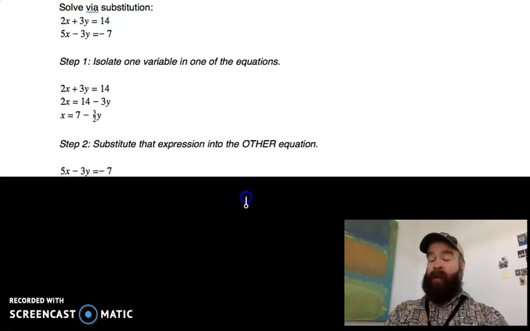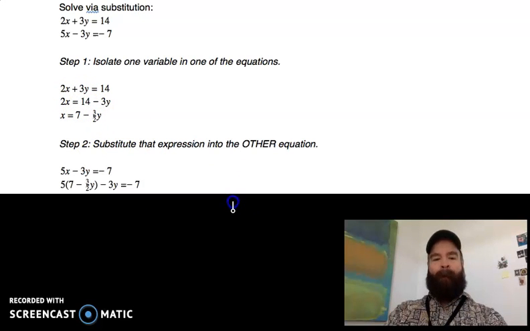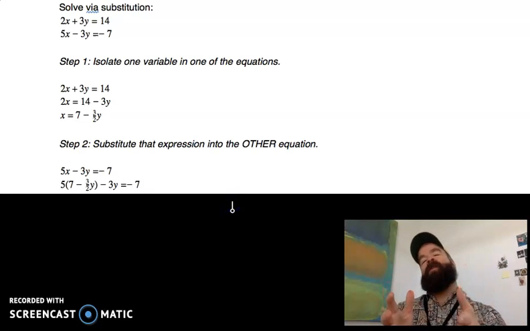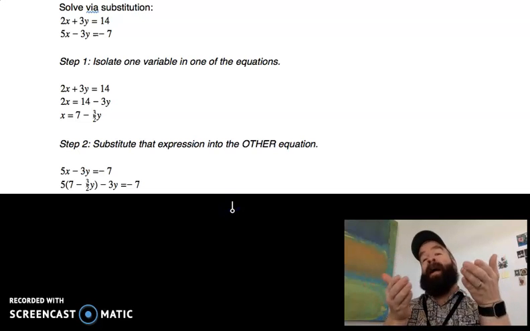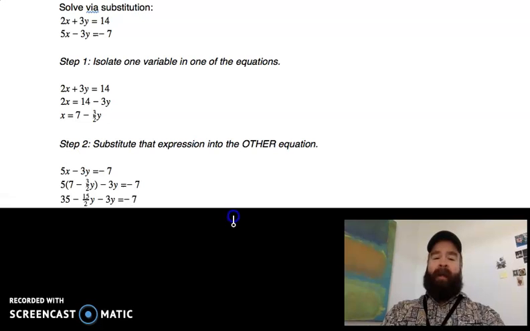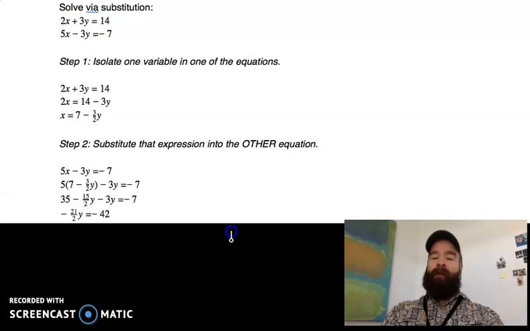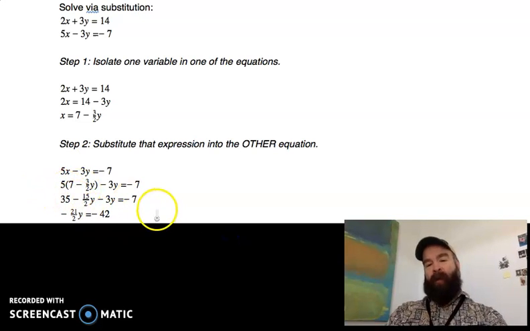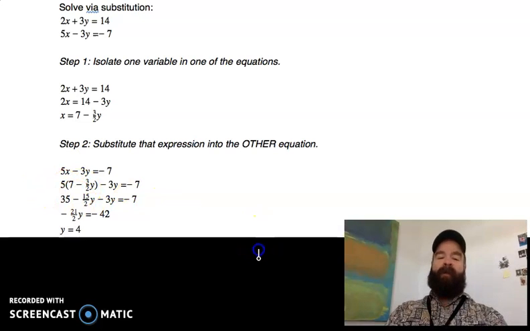So I'm going to take the other equation, 5x minus 3y equals negative 7, and I'm going to substitute in this 7 minus 3 halves y. So there, you see I've done it there. I'm going to go ahead and do some simplification on this because if you look at this, now I have an equation that has only a y in it. So I'm going to distribute the 5, and then I'm going to combine like terms like that. Notice I moved the 35 over to the other side, and then I'm going to solve for y. So this gives me the y value where the graphs cross.